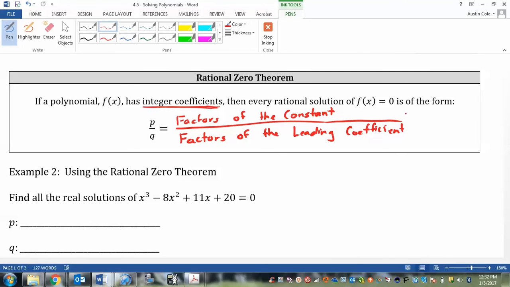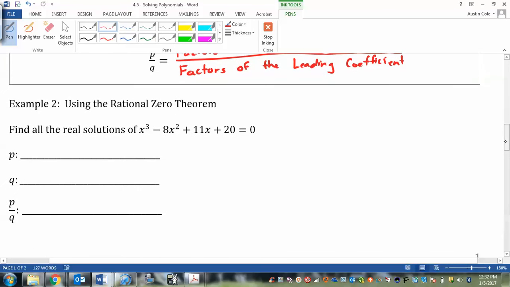Okay, I'll go down to example 2 here and I'll step you through and I think it'll make more sense. So here we go. We've got a polynomial, x cubed minus 8x squared plus 11x plus 20, and we're supposed to find where that thing crosses the x-axis. So we don't know exactly. But what we can do by doing p over q is find a list of possible answers.